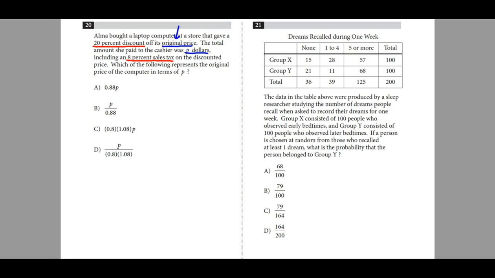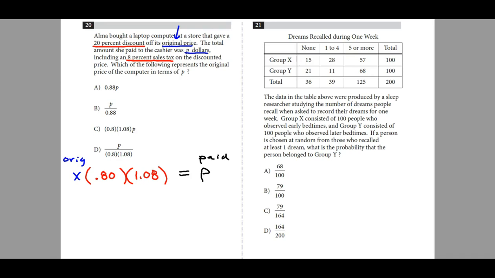So let's set this thing up. We have our original price, which is X. Then we are going to multiply by our discount. So 20% discount, 1 minus 0.20 would be 0.80. Our sales tax, we need to add that to 1, so that's 1.08. And then we are going to end up with P, what we paid the cashier. So remember, this was the original, and this was how much I actually paid.